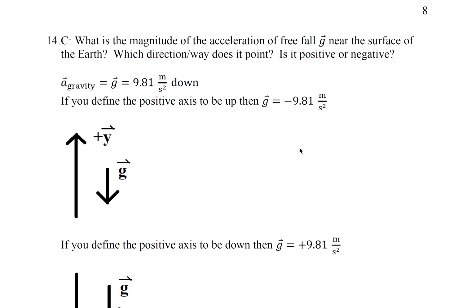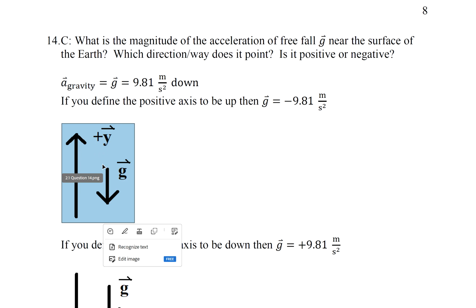Question 14. What is the magnitude of the acceleration of free fall g near the surface of the Earth? What direction or way does it point? Is it positive or negative? Sometimes students ask, teacher, is it positive 9.81 or negative 9.81? That's not the question you should be asking. The first question you should be asking is, what is positive y? Is positive y up or down? If positive y is up, then g always points down towards the center of the Earth. Since those directions are opposite, g is negative 9.81.